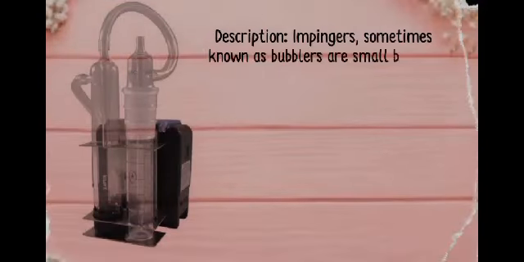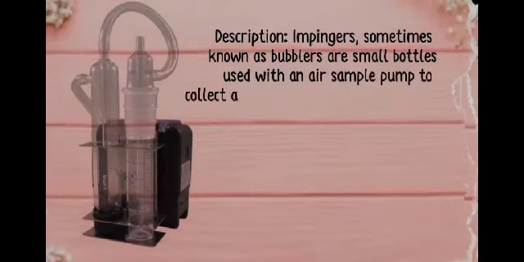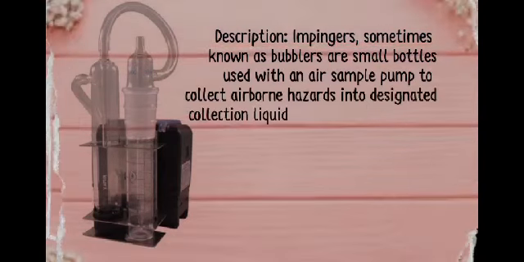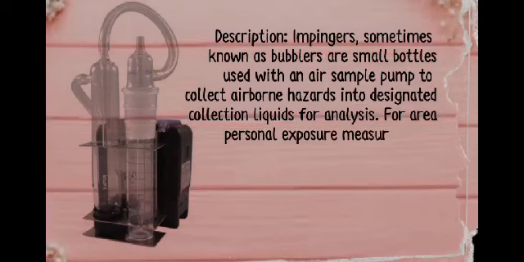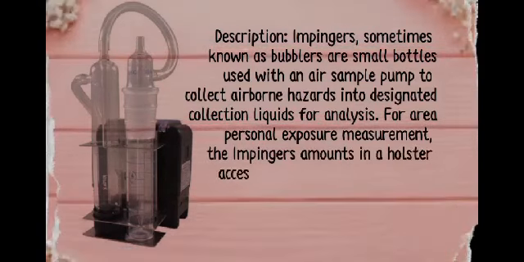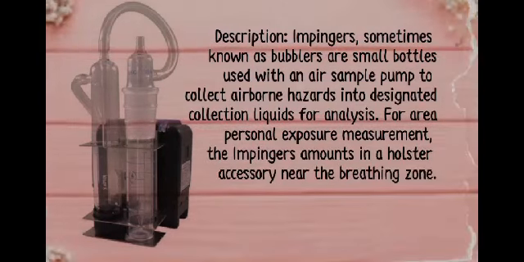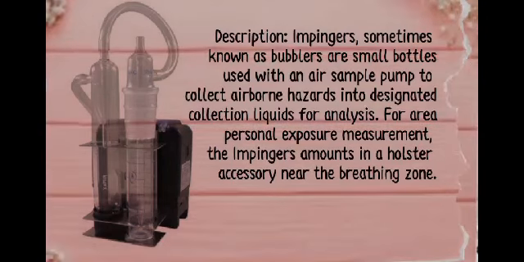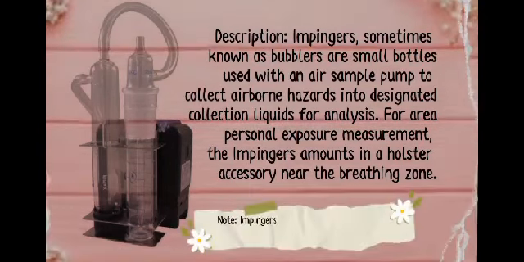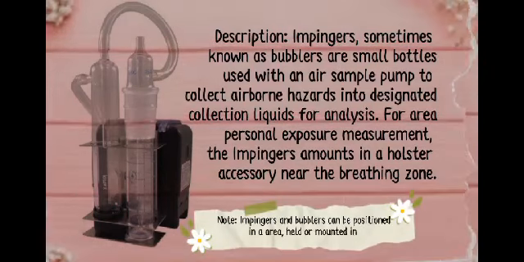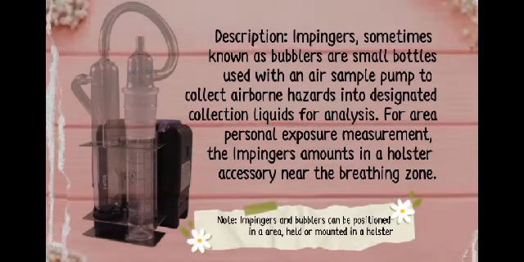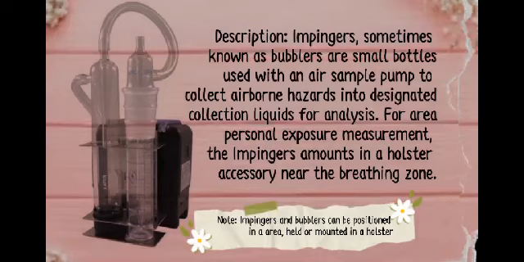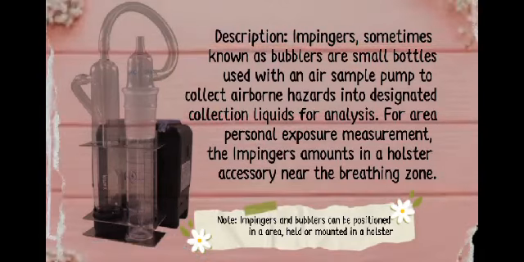Impingers, sometimes known as bubblers, are small bottles used with an air sample pump to collect airborne hazards into designated collection liquids for analysis. For area personal exposure measurement, the impinger mounts in a holster accessory near the breathing zone. Note that the impingers and bubblers can be positioned in an area, held, or mounted in a holster.